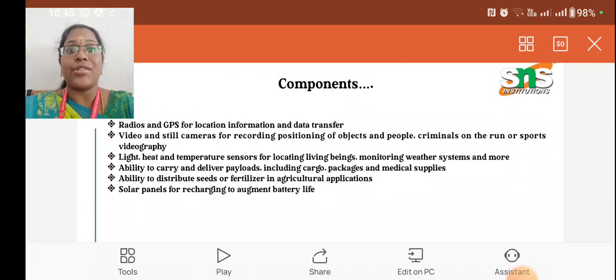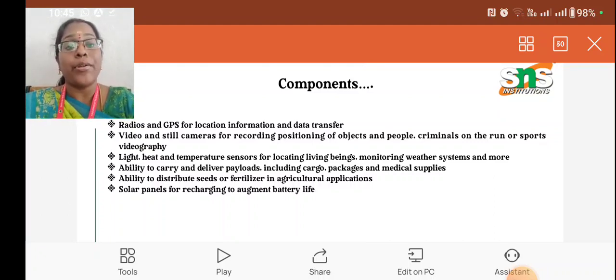It is necessary for us to have some GPS or the radio for locating the information and for data transfer. We already know that drones are capable of using IoT techniques to calculate or interpret the data that have been captured by the drone. In order to do so, it is necessary for us to have some radio and GPS for location, so that it would be helpful for us to gather that information and to transfer that information.